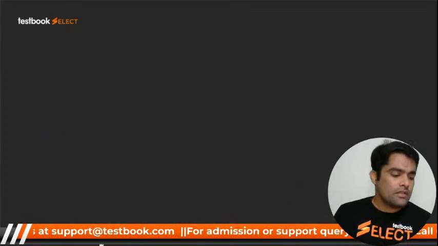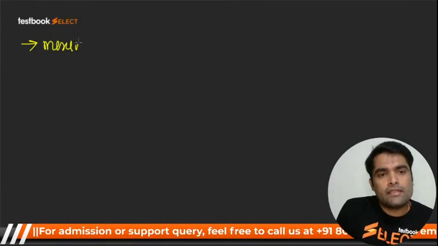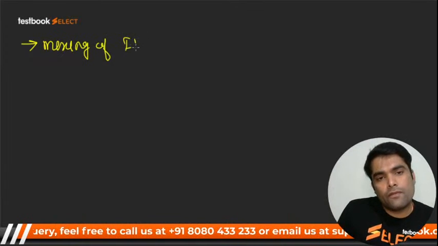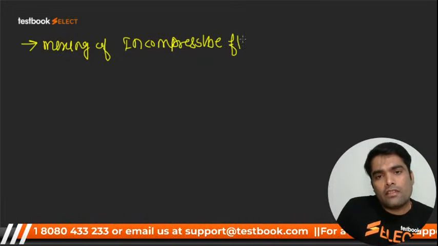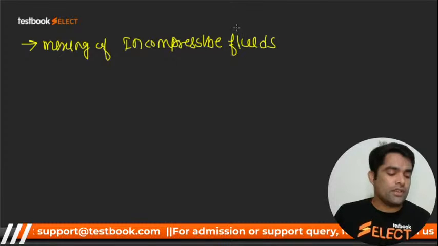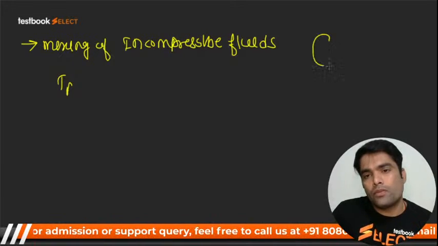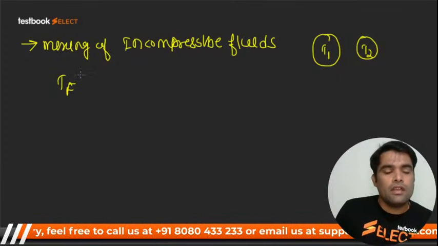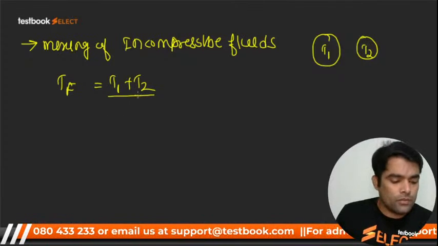And remember one thing. Now here we go. Suppose we do mixing of incompressible fluids. Then what will happen? What are their temperature and their entropy change? So I'll tell you. Suppose we have two liquids at T1 and T2. So what is the final temperature? Their final temperature will be what, my dear? T1 plus T2 by 2.